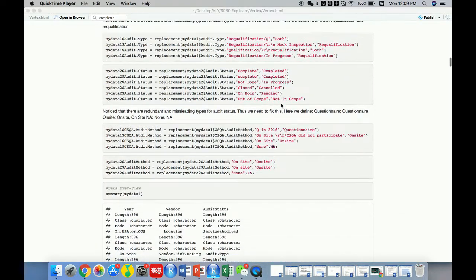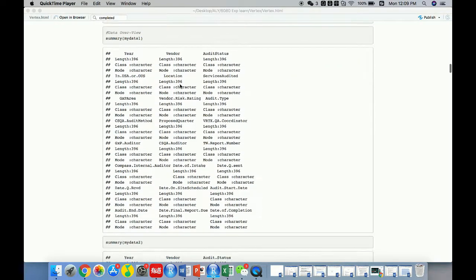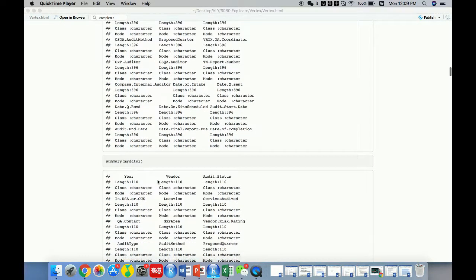After that, we take an overview of our data. As we can see, there are 396 variables in GXP data and 110 in CSQA. And the data type for all columns is character. There is no numeric columns. This brings up two bad news for the project.